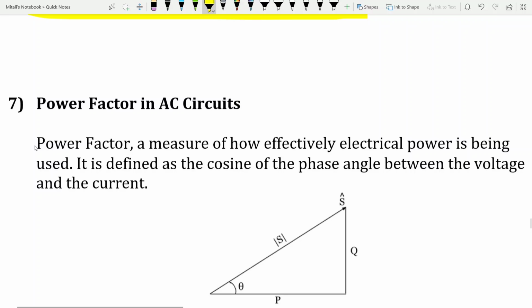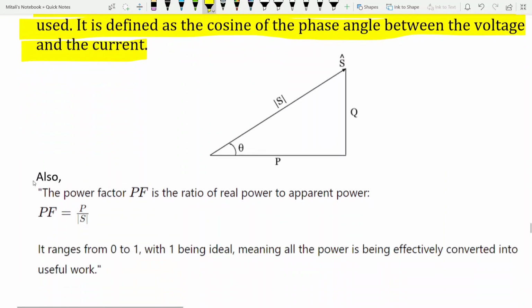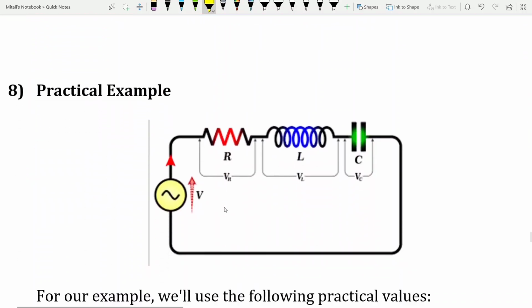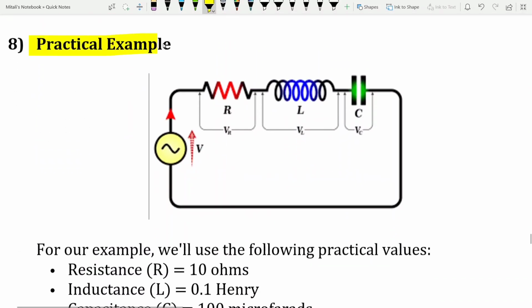The power factor is the measure of how effectively electrical power is being used. It is defined as the cosine of the phase angle between the voltage and the current. Also, the power factor PF is the ratio of real power to apparent power. Power factor is given by PF is equal to P upon mod S. It ranges from 0 to 1, with 1 being ideal, meaning all the power is being effectively converted into useful work. To tie it all together, let's look at a practical example.